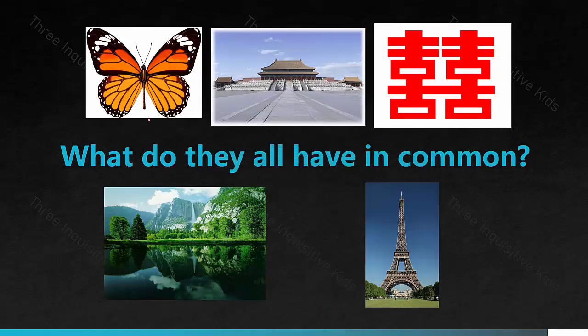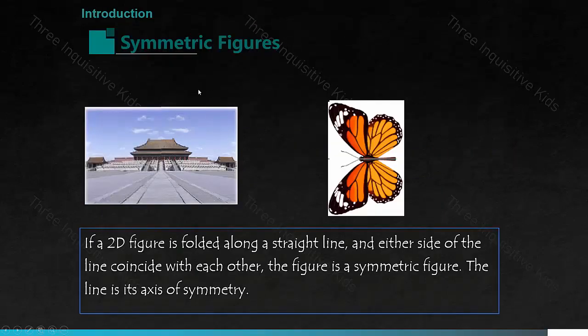So what do these pictures all have in common? Here's our introduction. These are all symmetrical figures. If a 2D figure is folded along a straight line and either side of the line coincide with each other, then this figure is a symmetric figure. The line would be its axis of symmetry. We'll see what this means as we go deeper into the lesson.